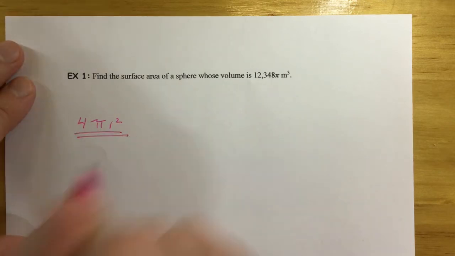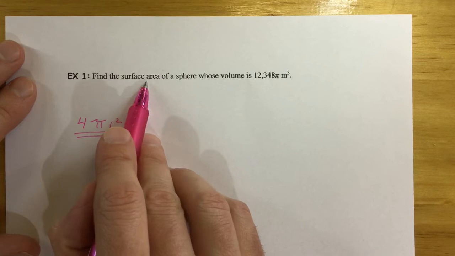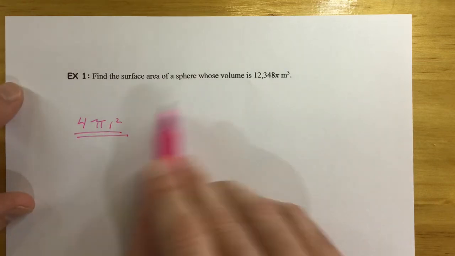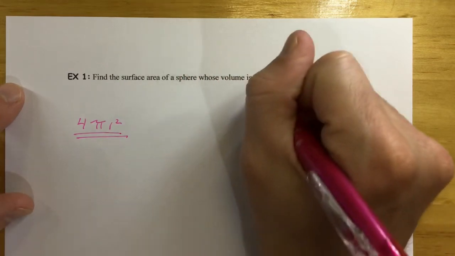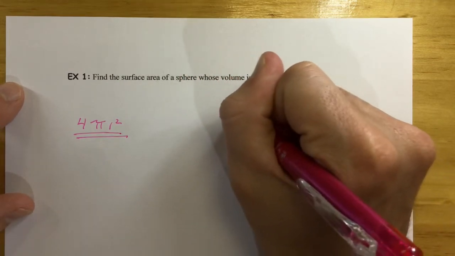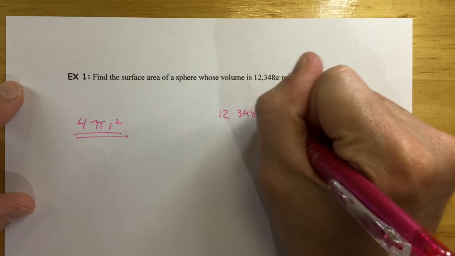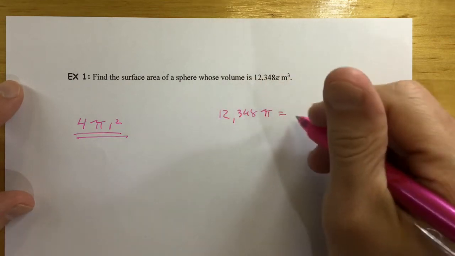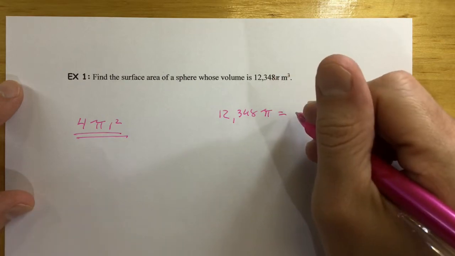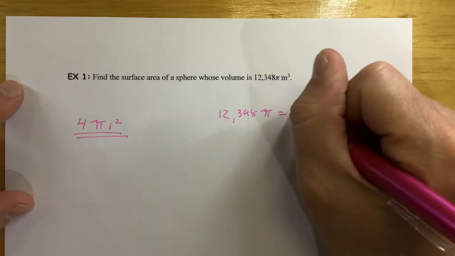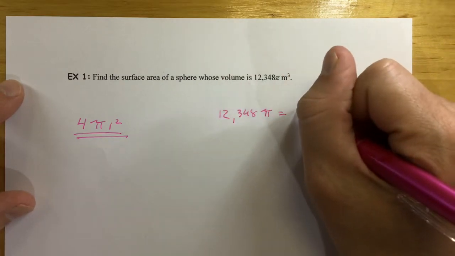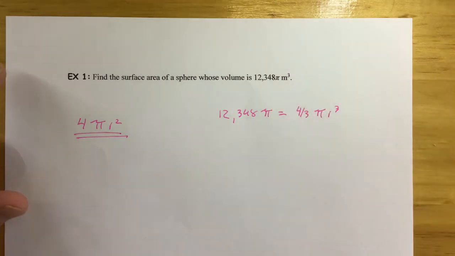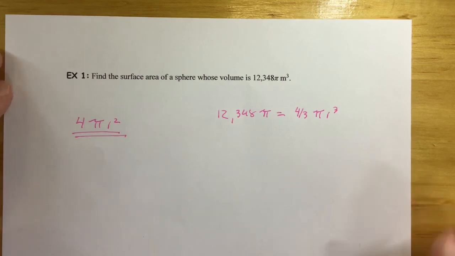Yes, this is what we want. We want to find the surface area. But you don't get the radius, you get the volume. So we know that 12,348 pi is going to be equal, well, that's the volume. So your volume formula, we're going to bring that in, which is going to be 4/3 pi r cubed.